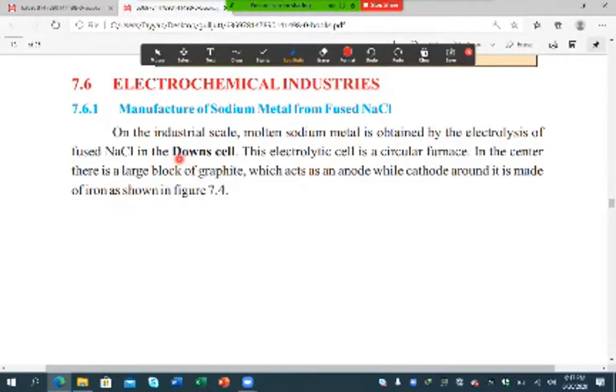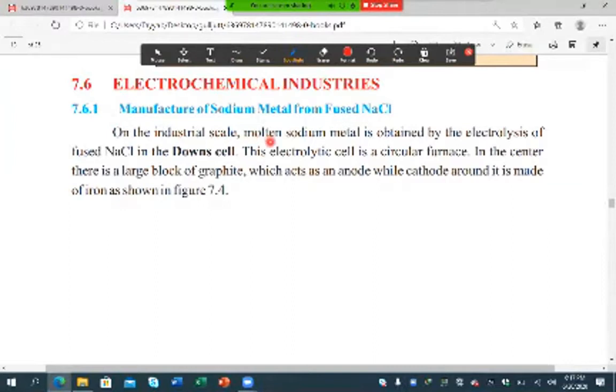As you know, there are two types of cells: electrolytic cells and galvanic cells. This electrolytic cell is a circular furnace. In the center, there is a large block of graphite. These are the constructions of the cell. You just write the heading, construction of the cell. Firstly, here is the manufacturing of sodium metal from fused NaCl.